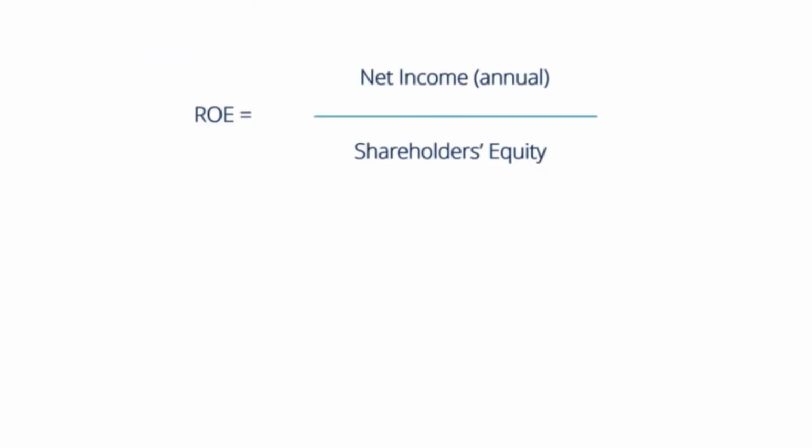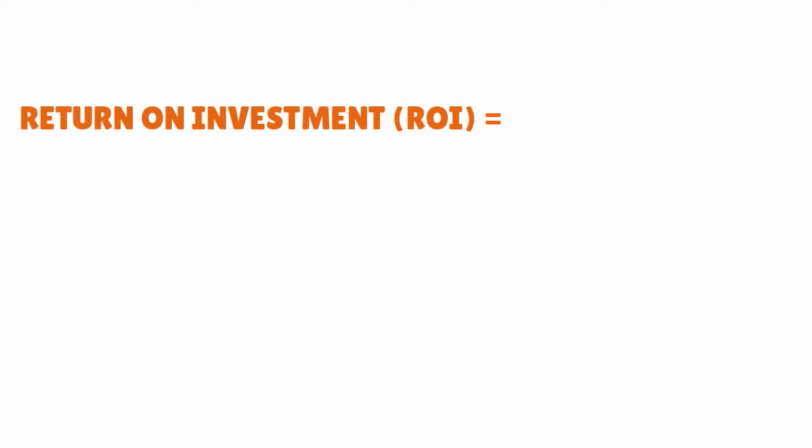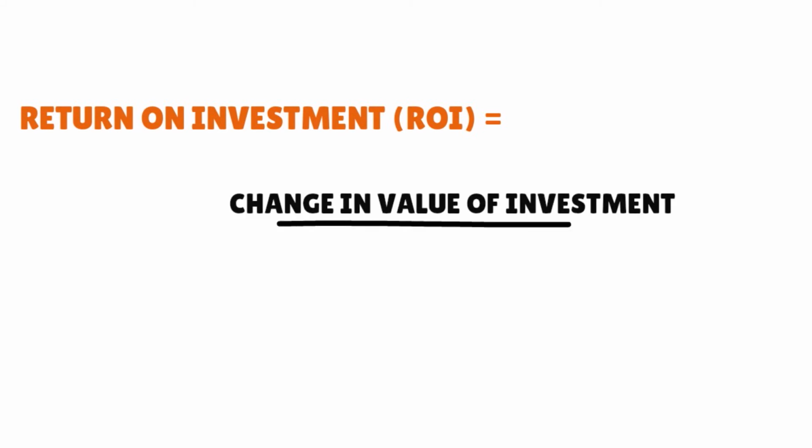And then the last one, last but not the least, you have return on investments, the ROI. This represents a general return figure that investors can utilize to quantify investment performance. So the formula for this is change in value of investment divided by investment cost.